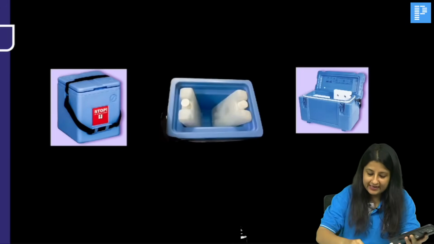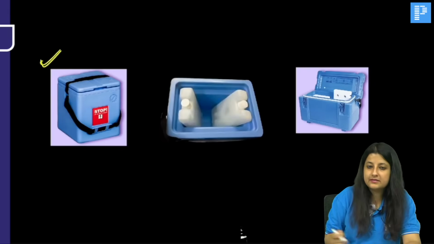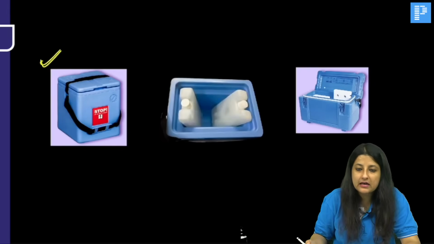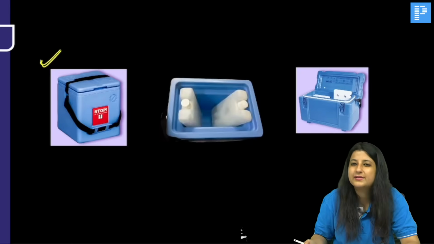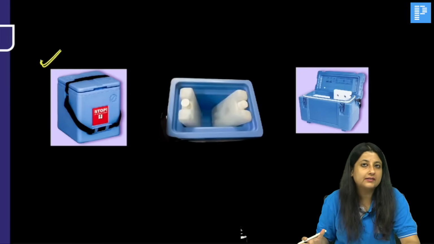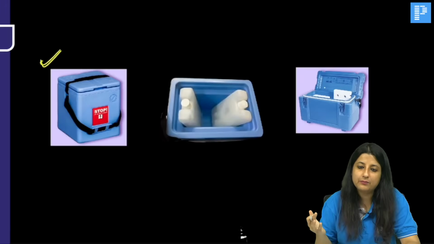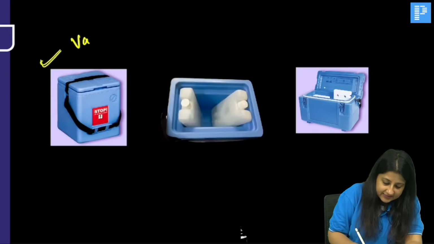Everybody quickly tell me the answer to this one. Which image is this? Now I have to carry the outreach session at a sub-center someplace. Okay, we can't store the vaccines at a sub-center. We can store the vaccines only from PHC level upwards. So this is a vaccine carrier.